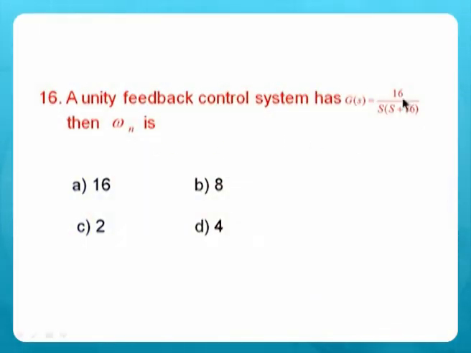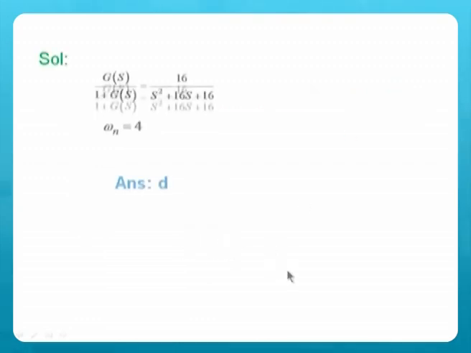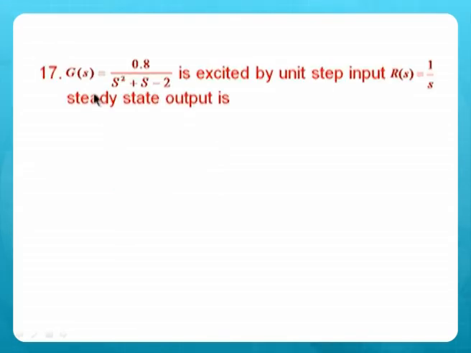So as you know, this numerator term is omega n square. So omega n is 4. Omega n is 4, so option D is the right answer. When you compare this with the standard second order system, you get omega n equal to 4. So option D.